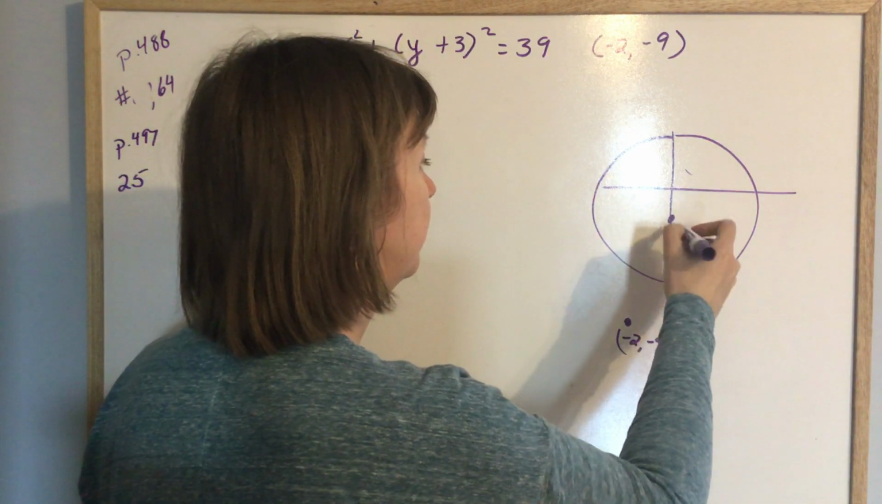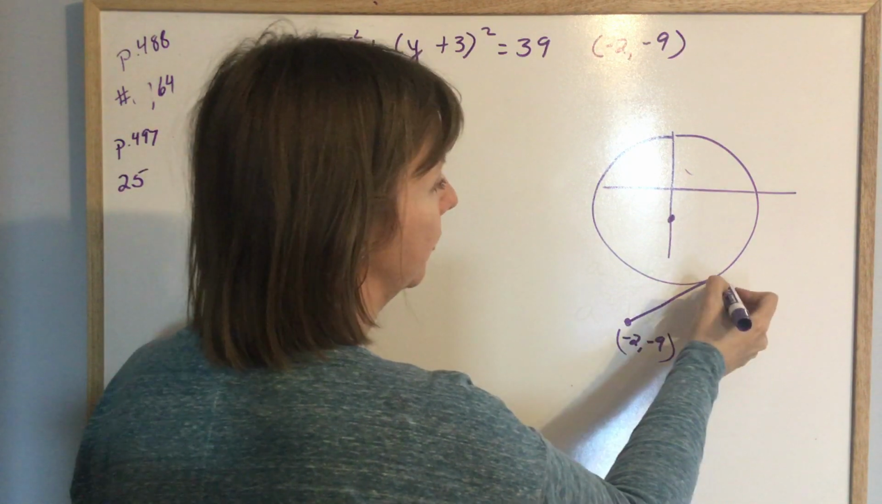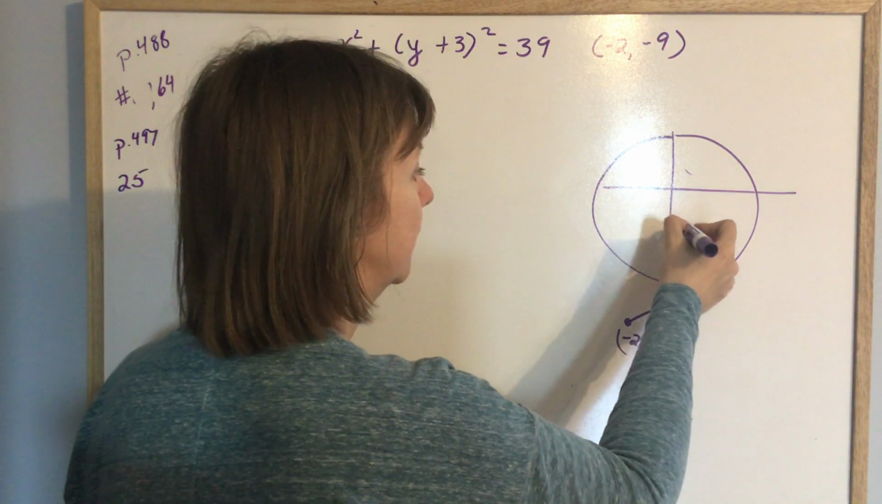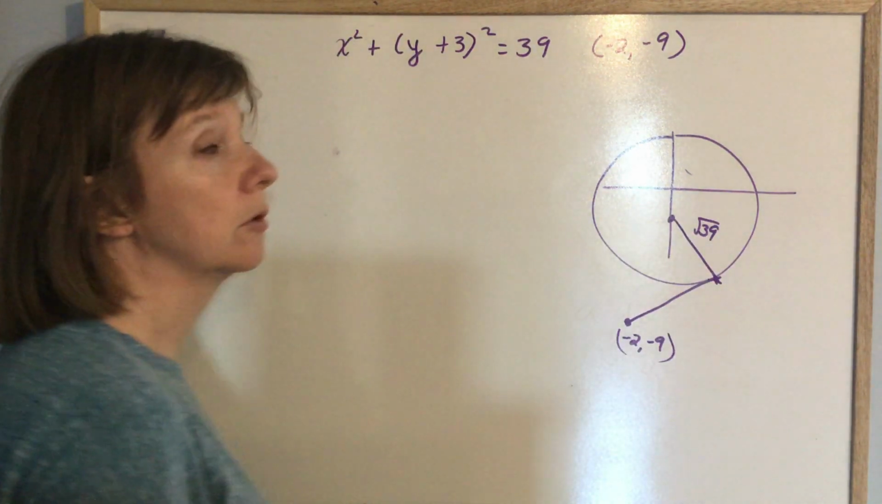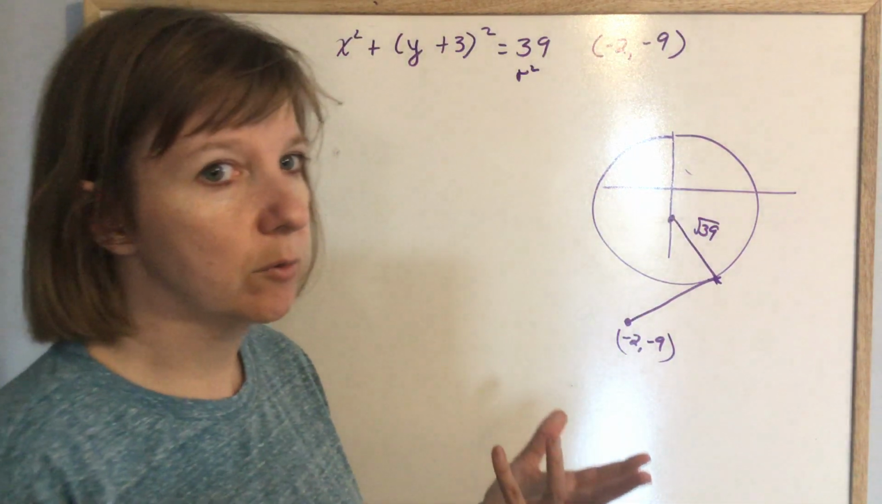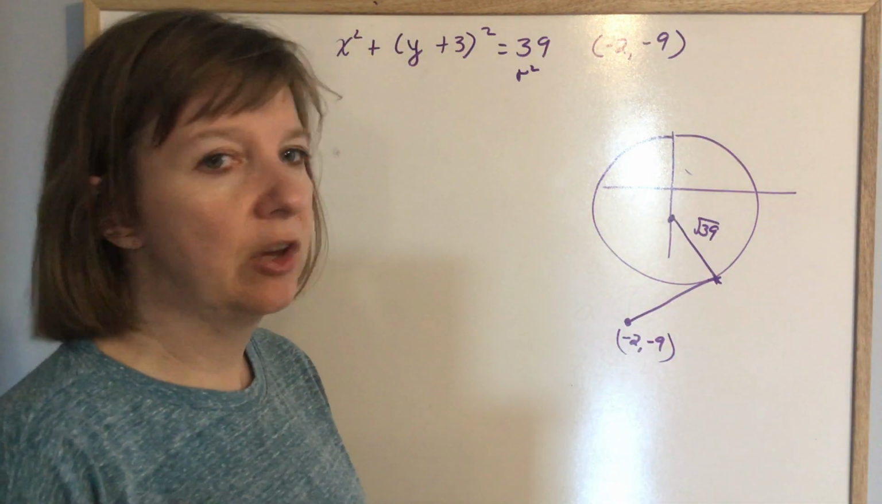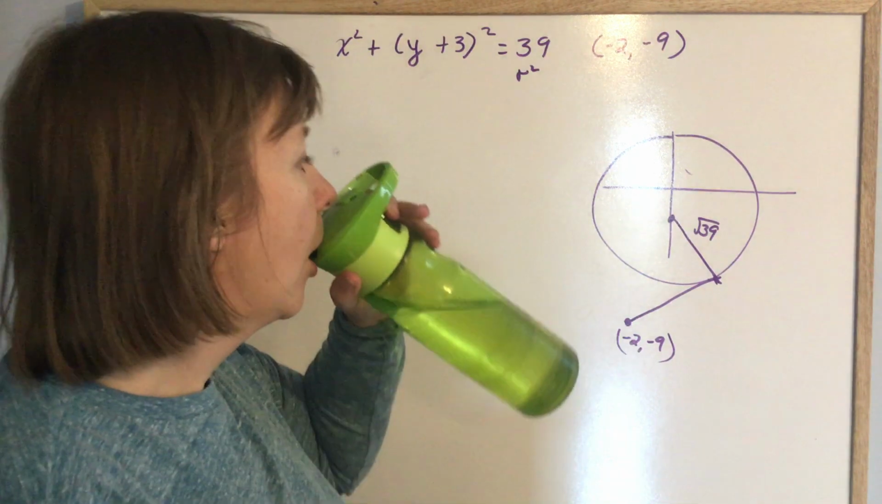And so if we draw to a tangent point, let's say that's the tangent point, the radius is the square root of 39, right? Because this is r squared, so r is just the square root of 39. You don't need to change it into a decimal or anything. You could just leave it as root 39.